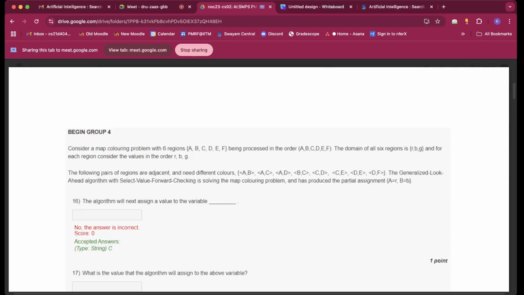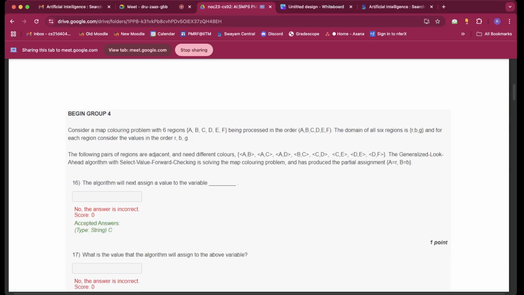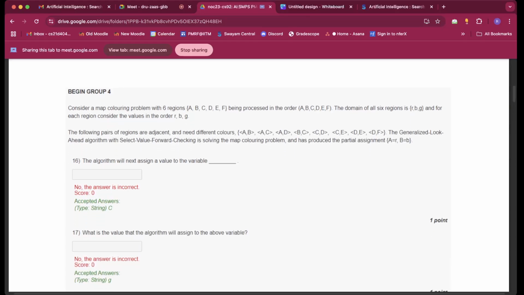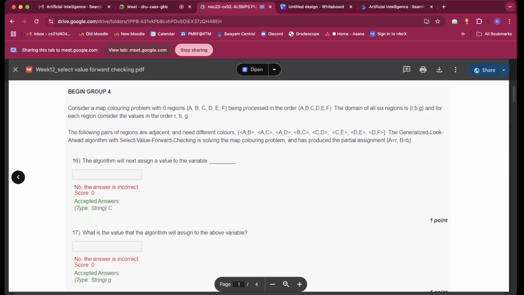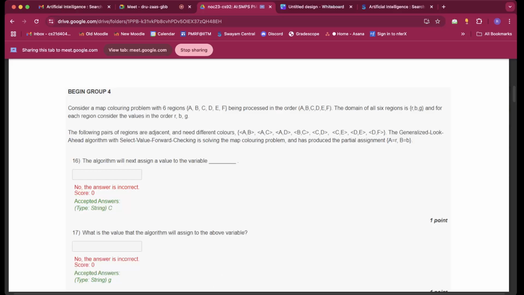So we have to start assigning these regions one of the colors from RBG, and we will move in the order of A, B, C, D, E, F. That is, we will first assign a color to A, then to B, then C, D, E, and finally to F. But the constraint given to us is that no two adjacent regions should be assigned the same color. We are also given which regions are adjacent to each other.